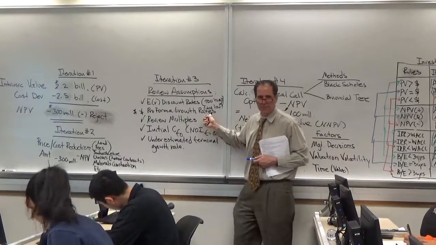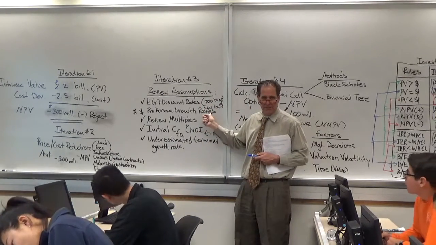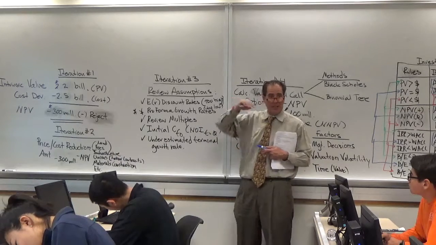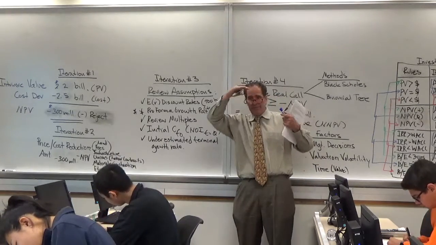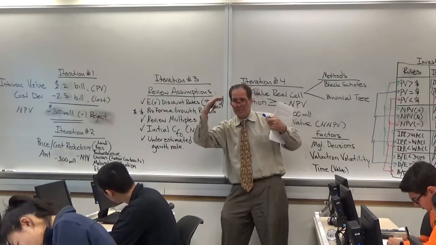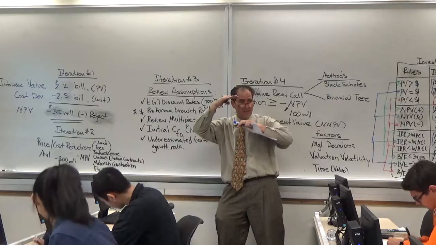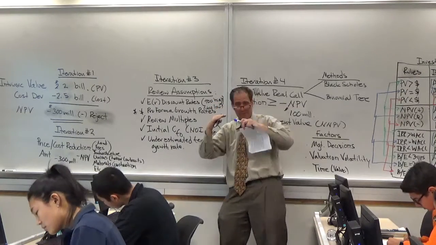Were your multiples too high or too low? Too high. It could have been too high. The market actually might have inflected, and pricing has come down, and you might get lucky, right? Because if the pricing comes down, then your net present value starts to shrink.